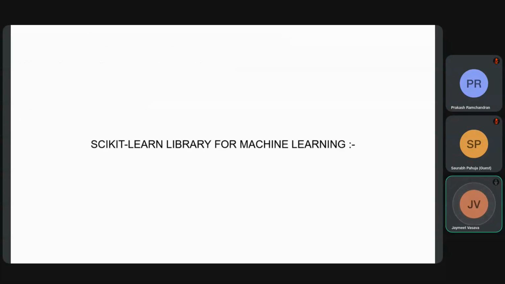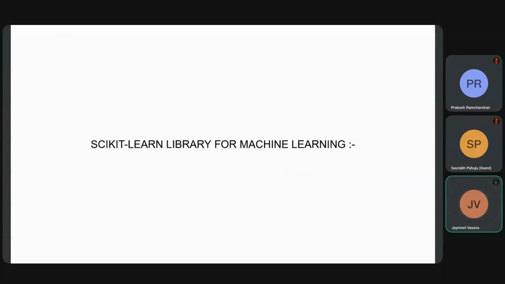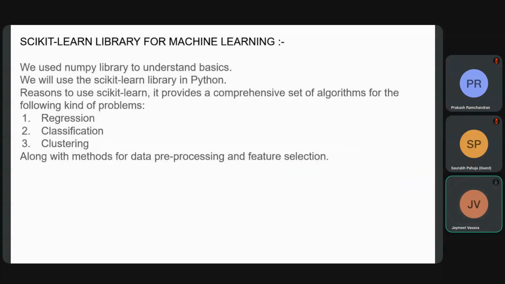We used numpy in order to get the details about how linear regression works, and how the learning parameter, the learning rate, affects the cost. But scikit-learn already has some predefined algorithms for linear regression, classification, clustering, and more. So we'll be using scikit-learn.